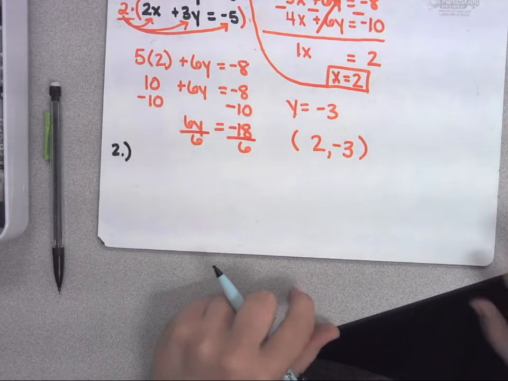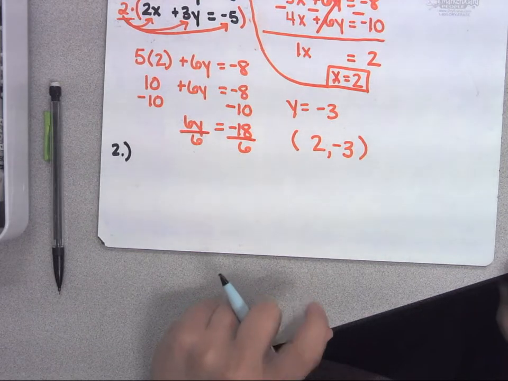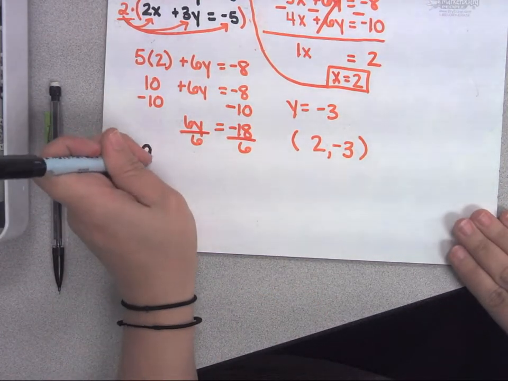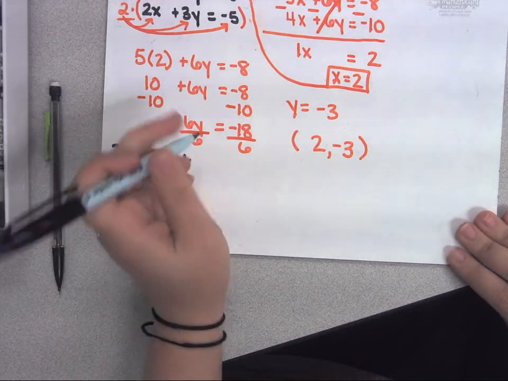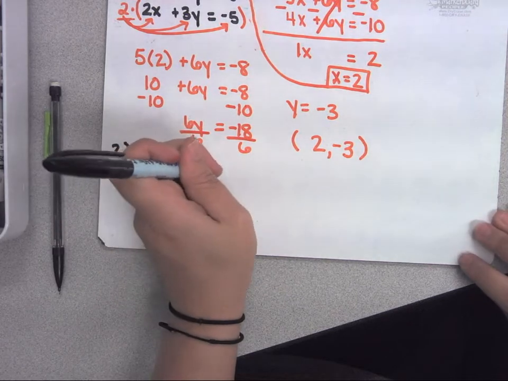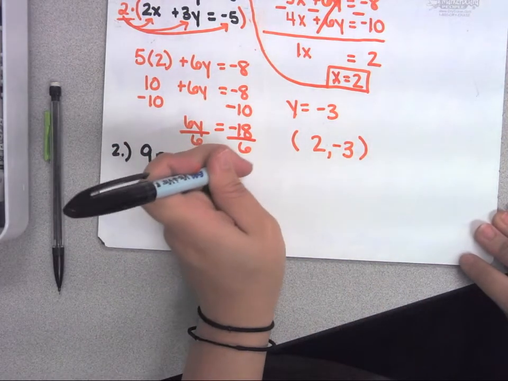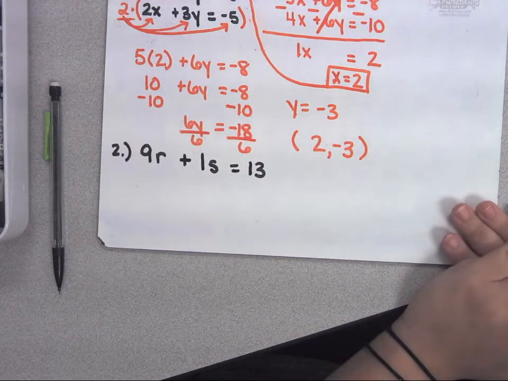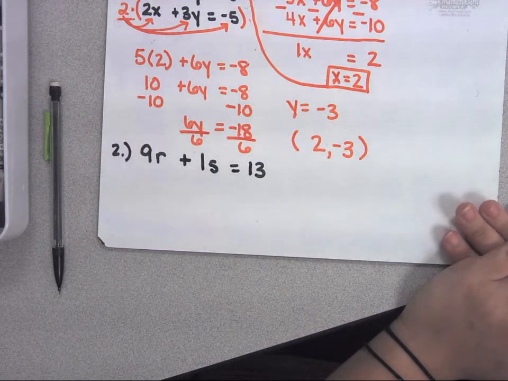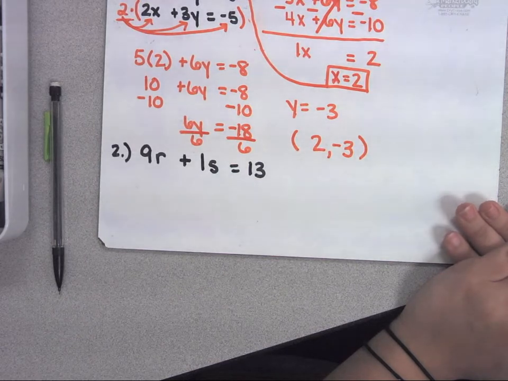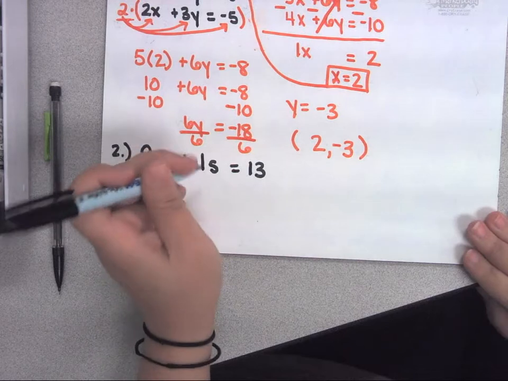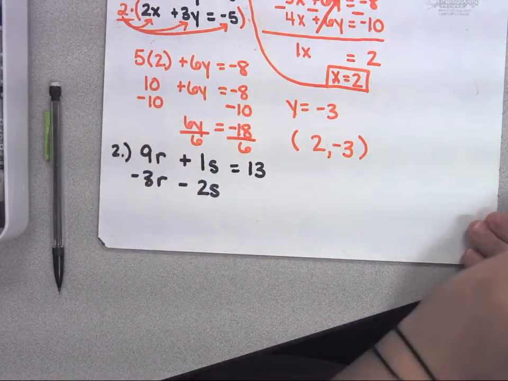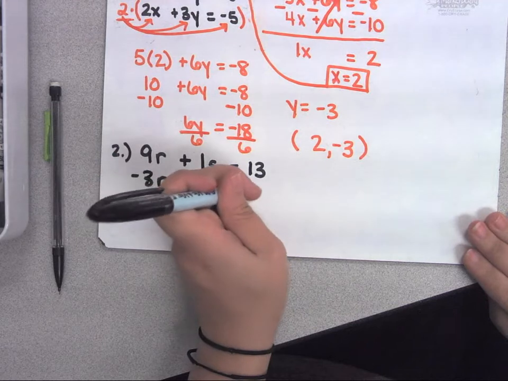Okay, let's try this one. 9r plus 1s equals 13. Next equation, negative 3r minus 2s equals 4.